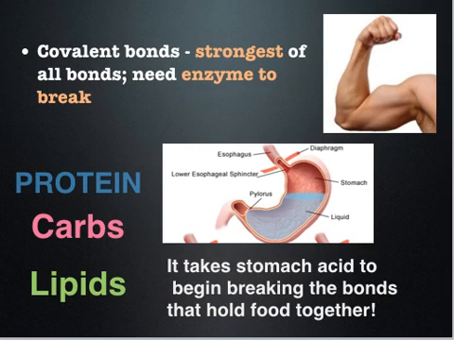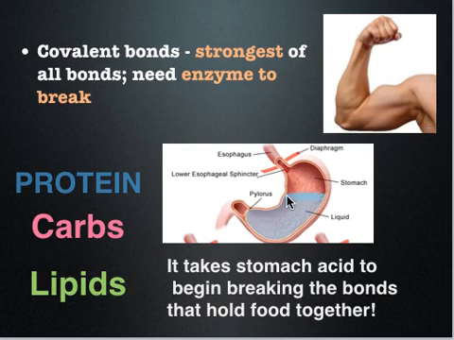Now, underneath it, you have the word bonds, and there are two kinds. Covalent bonds, the orange is what you fill in the lines with. Covalent bonds are the strongest of all bonds, and you need an enzyme to break them apart. Muscles or protein would be an example of covalent bonds. So would lipids or fats, and so would carbohydrates or carbs.